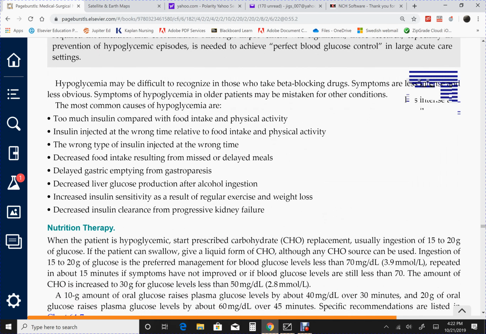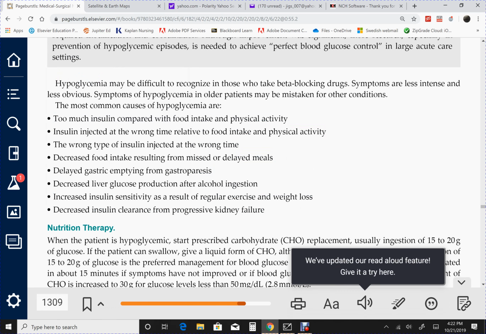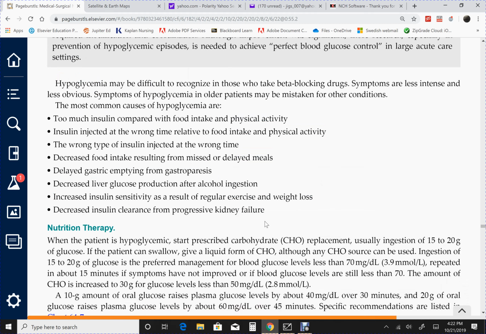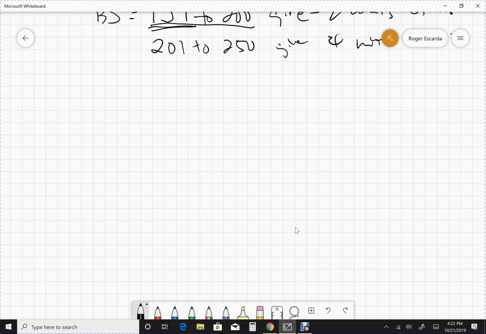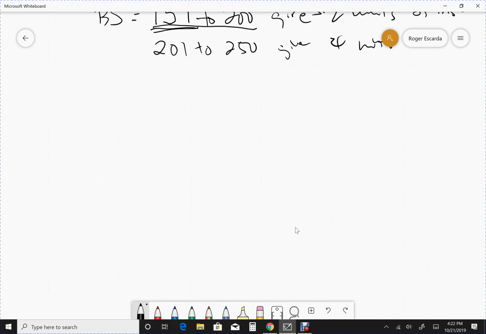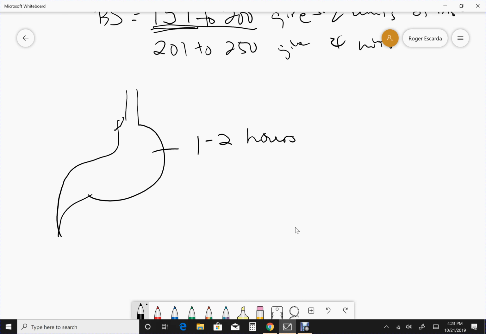These bullets here are the common causes of hypoglycemia. Most of them are self-explanatory. Let me just discuss gastroparesis. If you remember under the insulin table earlier, normally food stays in the stomach approximately 1 to 2 hours after a meal. So food sits in your stomach for 1 to 2 hours.